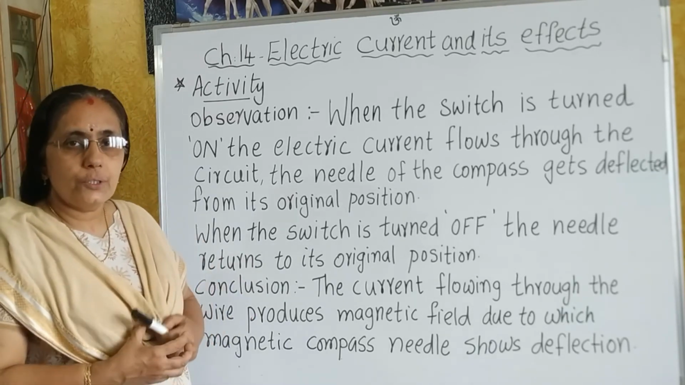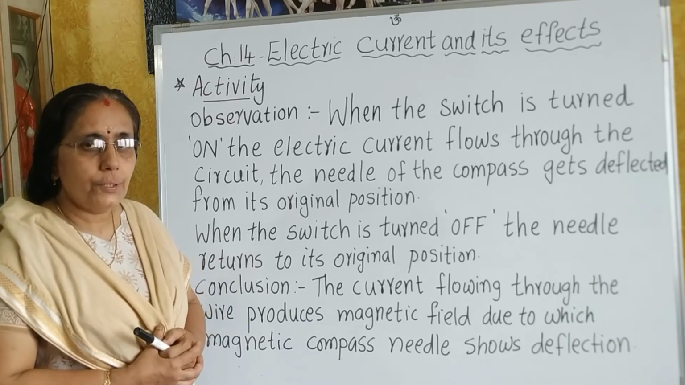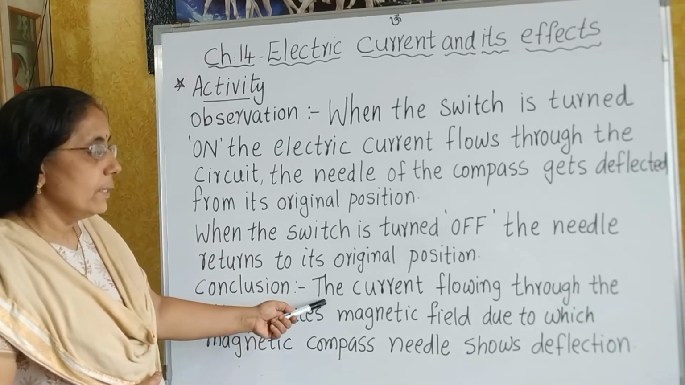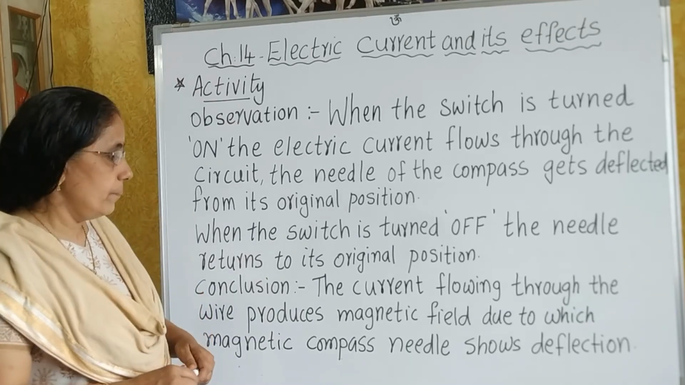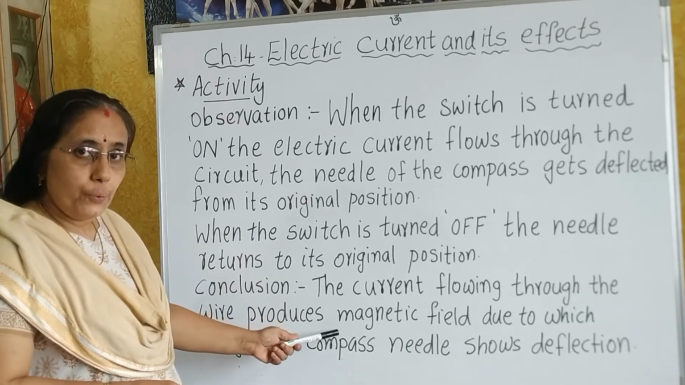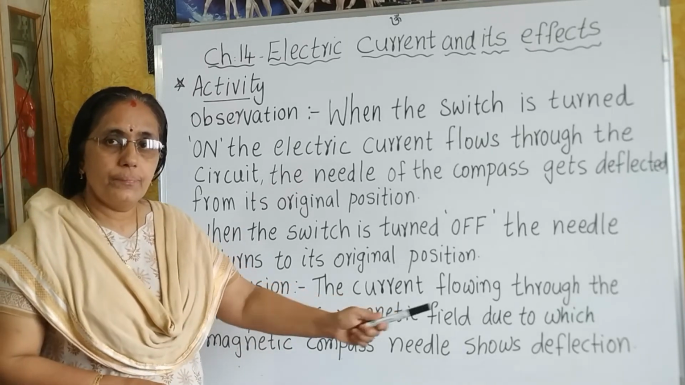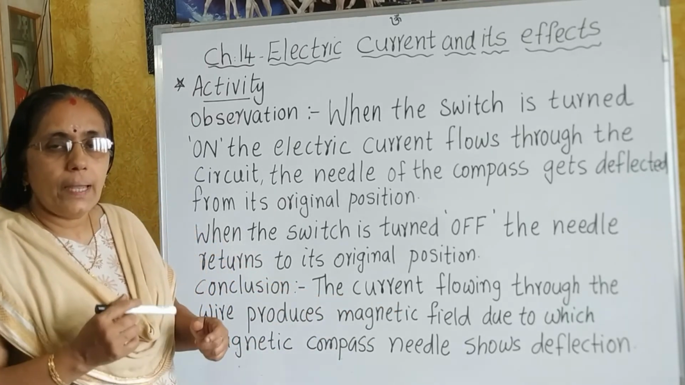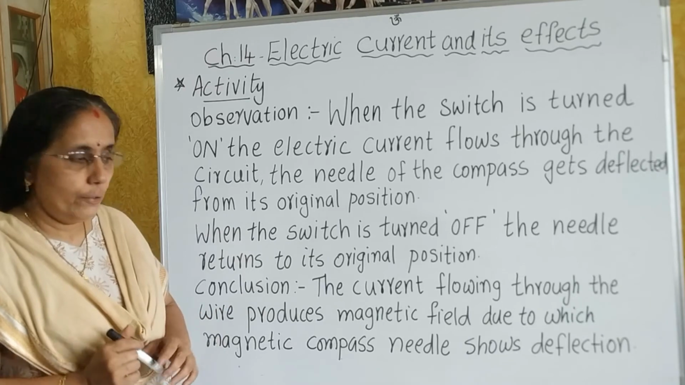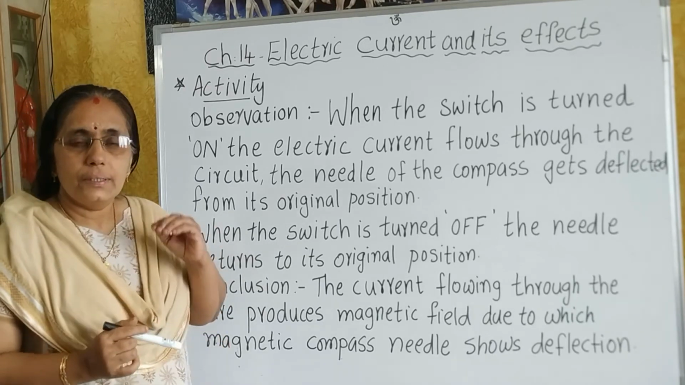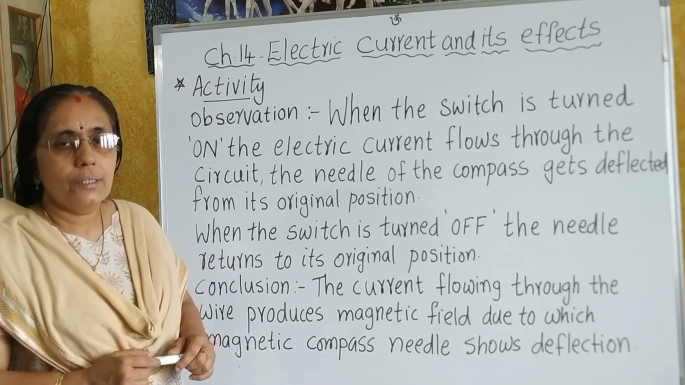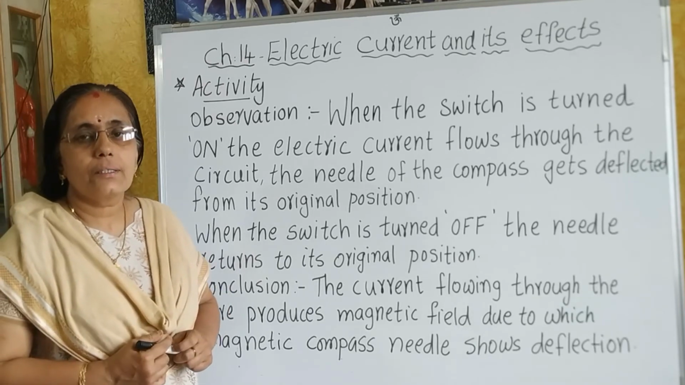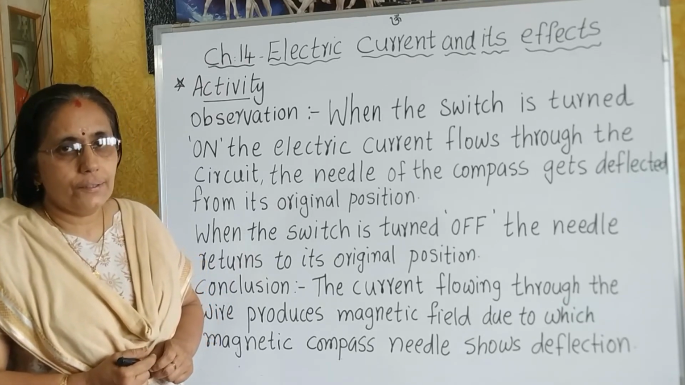Now, based on these observations, what can we conclude? We can conclude that the current flowing through the conducting wire produces the magnetic field, due to which the magnetic compass needle deflects. So, this activity helps us to demonstrate and prove the magnetic effect of electric current.